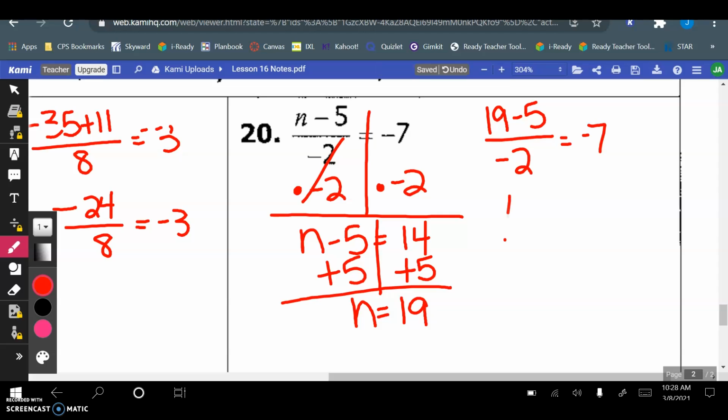19 minus 5 is 14. 14 divided by negative 2 would be negative 7, so we know our answer is correct.